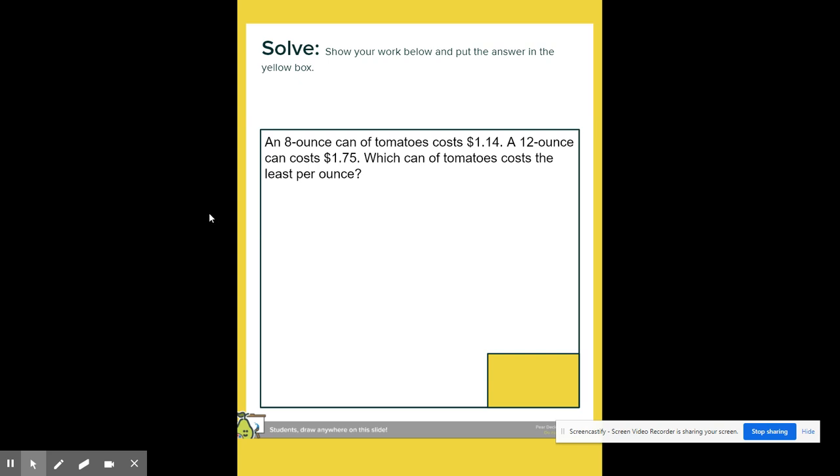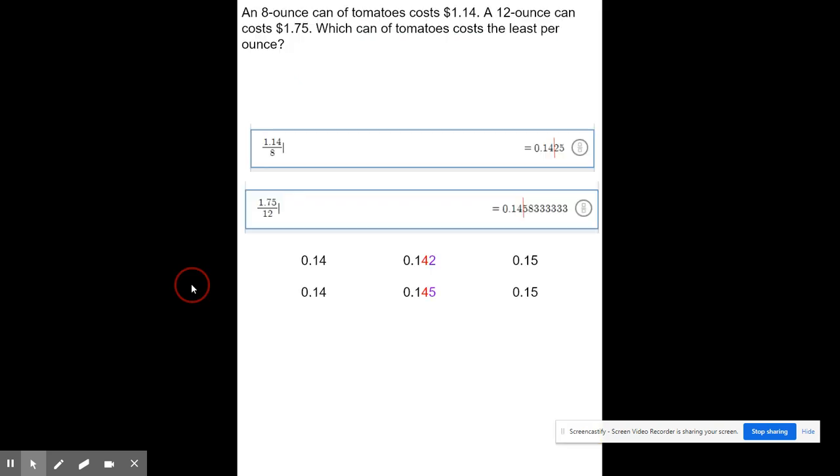An 8-ounce can of tomatoes costs $1.14. A 12-ounce can costs $1.75. Which can of tomatoes costs the least per ounce? You always should be putting money on top anyway. But then it says per ounce, so we know we're going to put money on top, ounce on the bottom. It looks harder than it is. It's $1.14 divided by 8 and $1.75 divided by 12. That'll give the per ounce. So here it is, $1.14 divided by 8, 0.1425. $1.75 divided by 12, 0.1458.